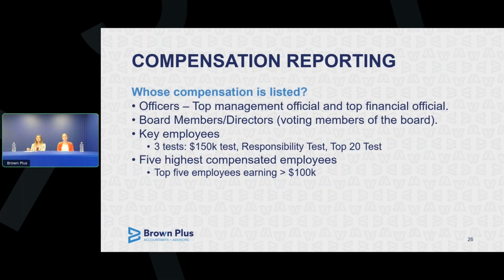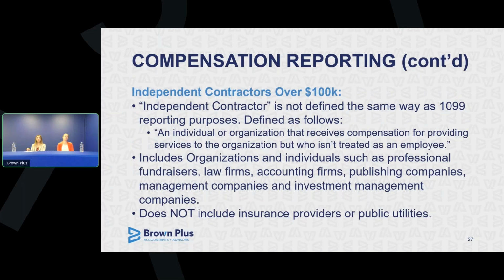And then finally, they have you list the 5 highest compensated employees, and this is the top 5 employees earning over $100,000, regardless of responsibilities. They're required to be listed with their compensation. An area that I see missed sometimes is that independent contractors over $100,000 are required to be listed in a schedule below the board listing.